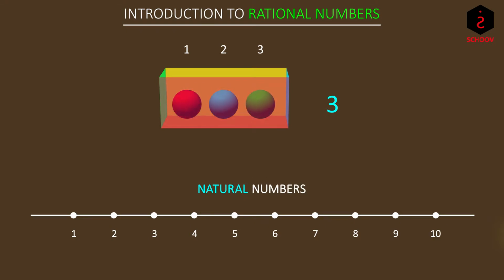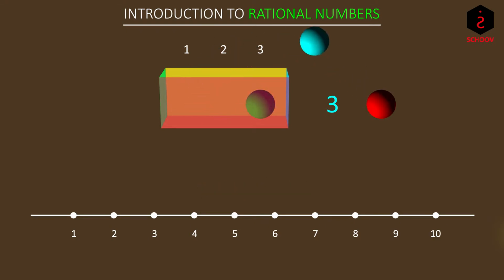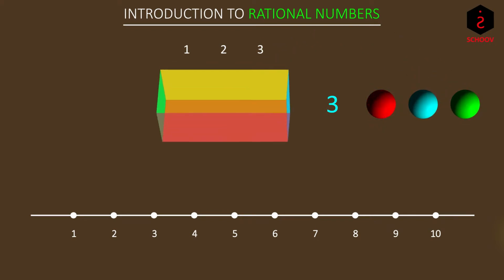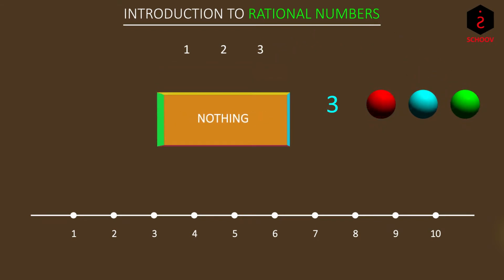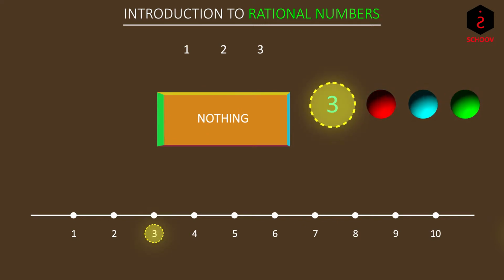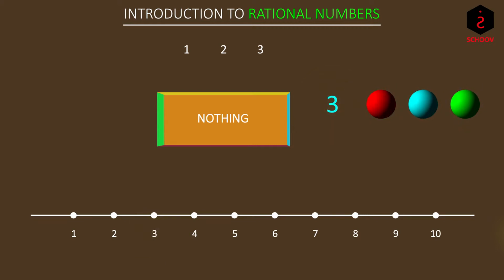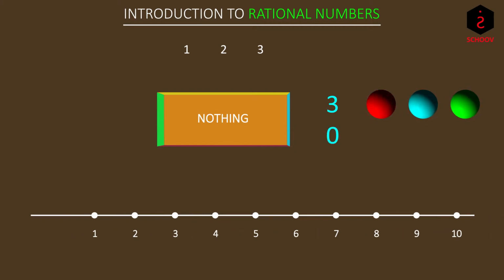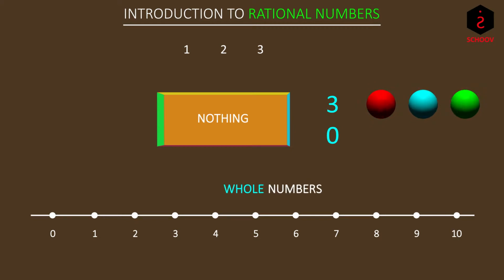Now let's take the balls out of the box. 1, 2, 3. So what is remaining in the box? Nothing. We used natural number 3 to answer the question, how many balls are there in the box? We answered the question using maths. Similarly, when the box is empty, it has nothing. Which number in maths represents nothing? That number is 0. So we add 0 to the number line. And now all these numbers are called whole numbers because now we have covered the situation of an empty box as well.